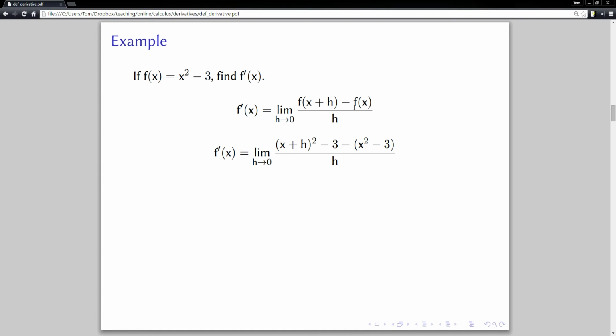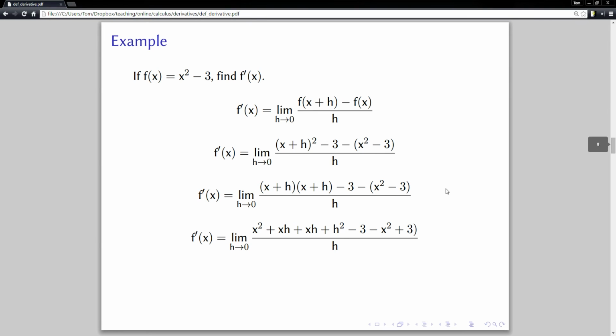And then I'm going to subtract off f of x. Well, f of x is just x squared minus 3. So that's what that part would look like. And hopefully all these calculations are going to look pretty similar to you after that. We would need to FOIL this out. So write it out twice, and then actually FOIL it out.